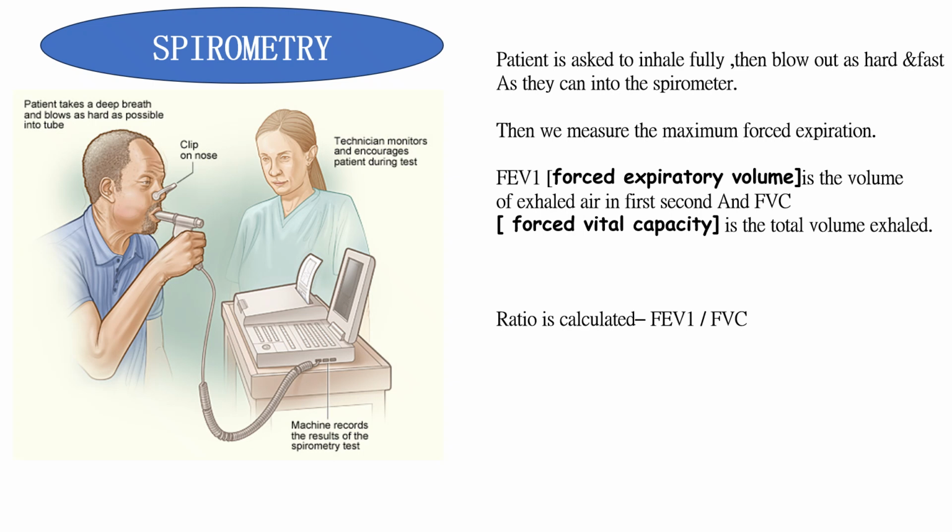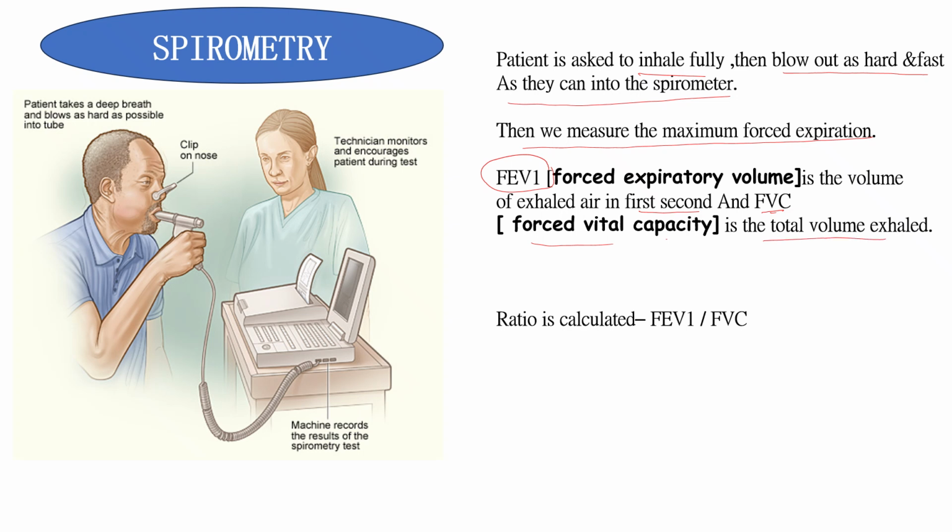See, this is how you make a patient do the spirometry. You can see the device. You ask the patient to inhale fully, then blow out as hard and fast as they can into the spirometer. Here we'll be measuring the maximum forced expiration. First, the FEV1, that is the forced expiratory volume in the first second, the volume of exhaled air in the first second, and FVC, forced vital capacity, is the total volume that we exhale.